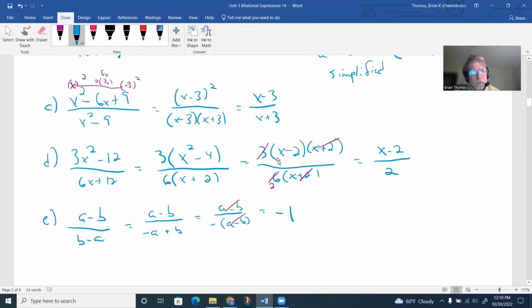So in reducing rational expressions, we use what's called factoring.